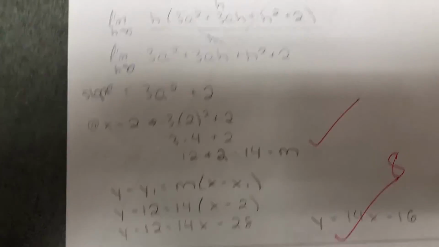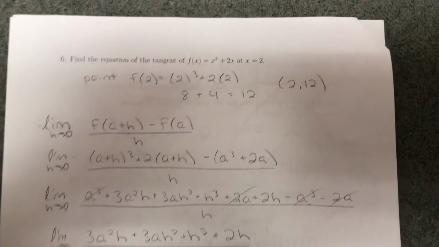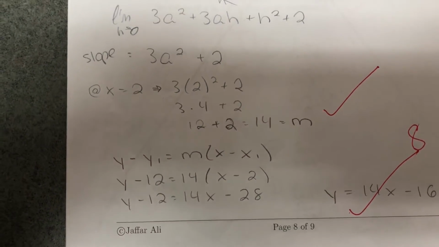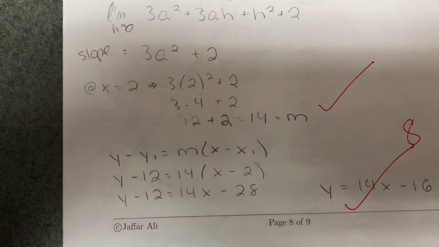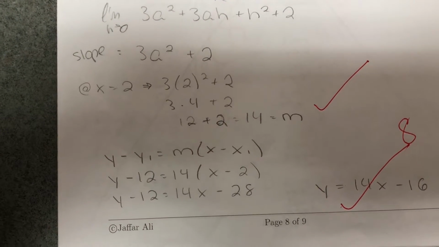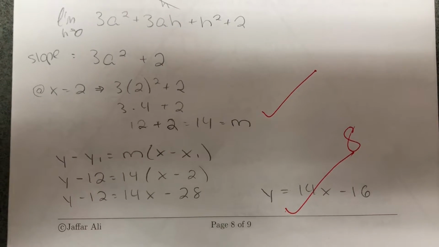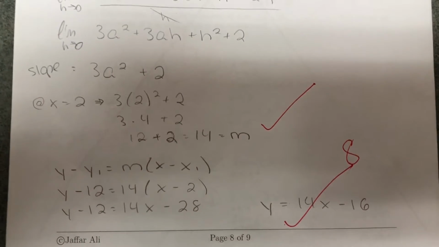Now take what you know, your point from above, and your slope of 14, and plug into the formula y minus y1 equals m times x minus x1. Your solution is y equals 14x minus 16 when you simplify.